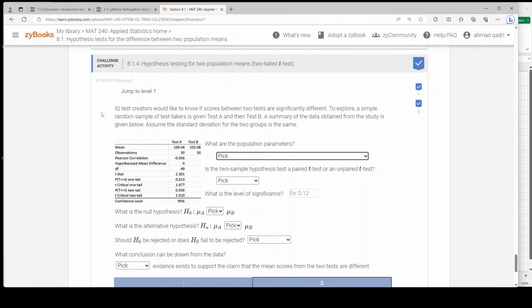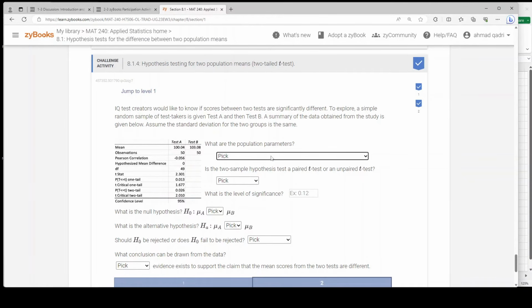The next question here is, IQ test creators would like to know if scores between two tests are significantly different. To explore, a simple random sample of test takers is given test A and then B. So it's the same test takers that take test A and then they take test B. And the summary of the data obtained from the study is given below. So they carry out a hypothesis test.